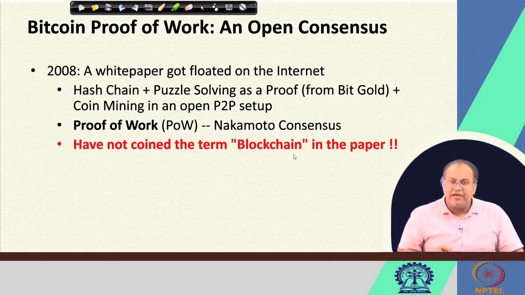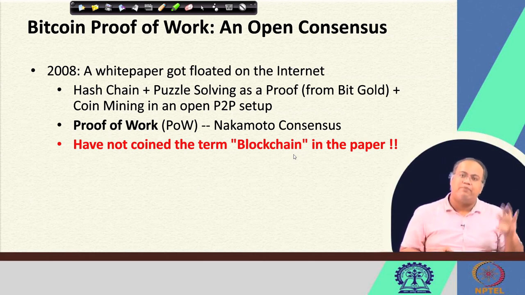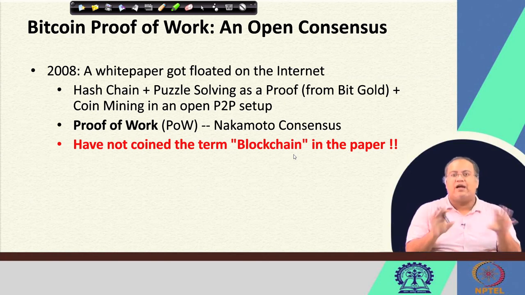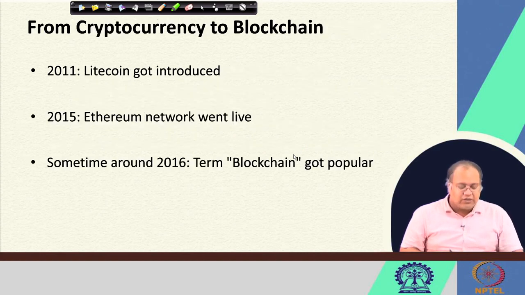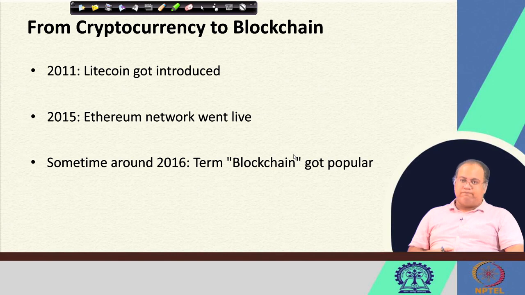Now, interestingly, the Bitcoin paper had not coined the term blockchain. It had used the terms block and chain separately, but together that paper has never used the term blockchain. The term blockchain came later on. Around 2011 the concept of Litecoin got introduced, which was another lightweight cryptocurrency. Then in 2015 the Ethereum network went live. Ethereum supports the development of decentralized applications or DApps. We are going to see later on how it helps and what kind of DApps we have. And sometime around 2016 the term blockchain got popular.